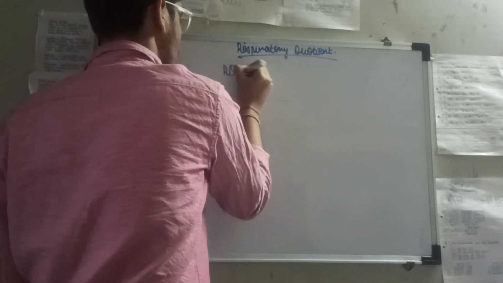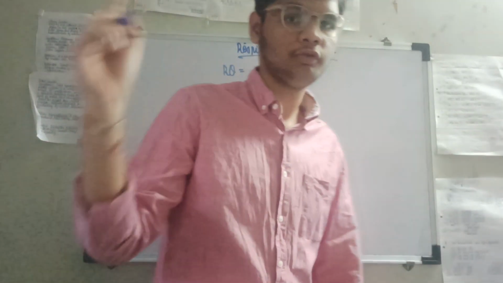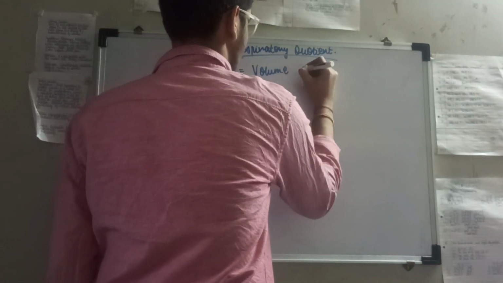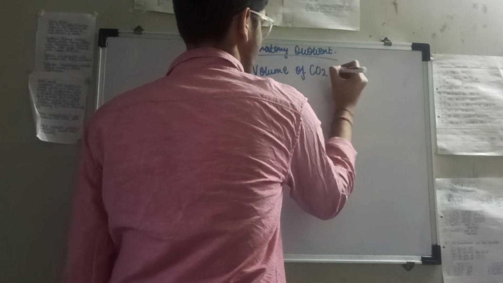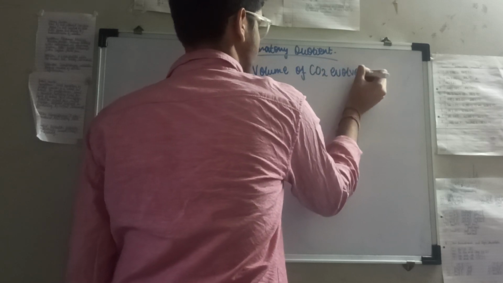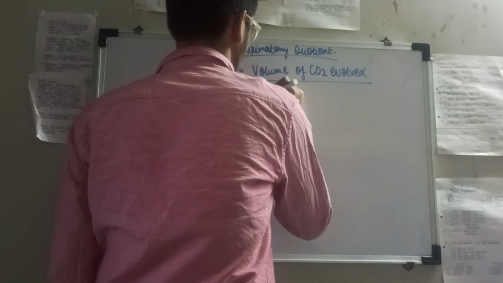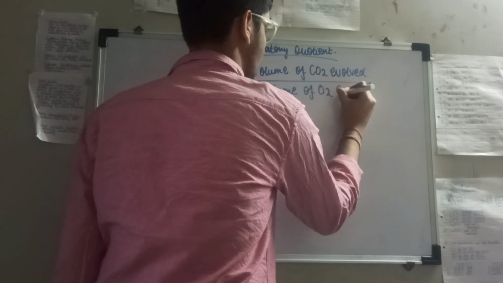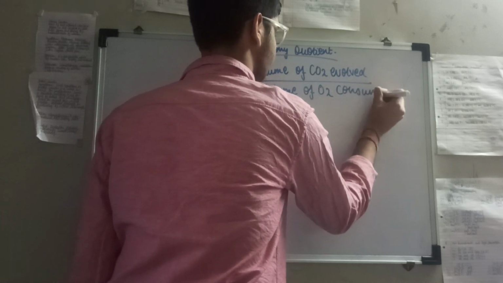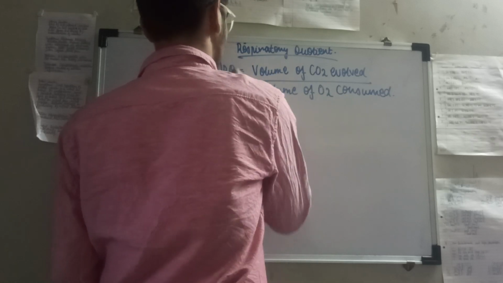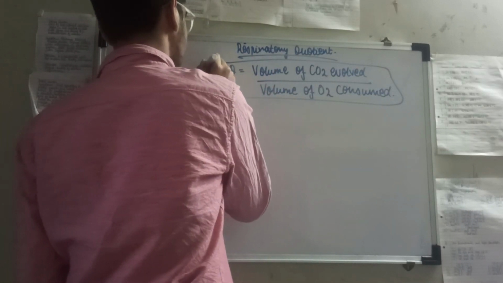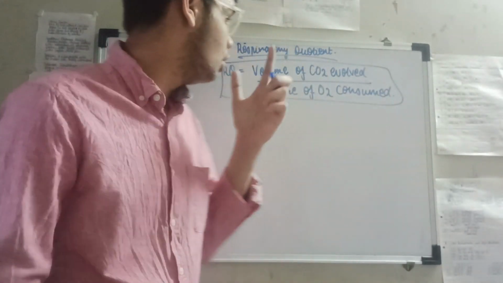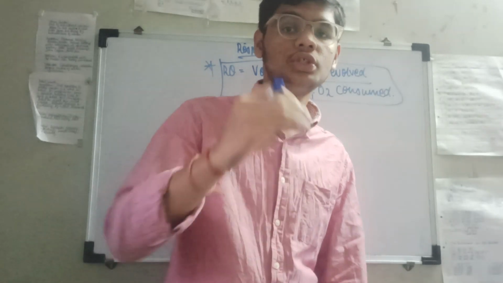RQ. RQ is equal to, let's see the formula first. Volume of carbon dioxide evolved by volume of oxygen consumed. This is the main important formula. Volume of carbon dioxide evolved upon volume of oxygen consumed.